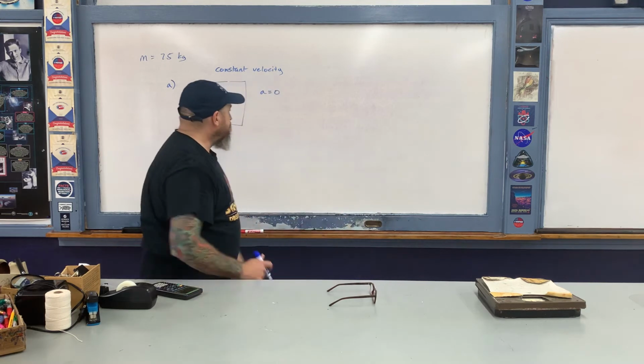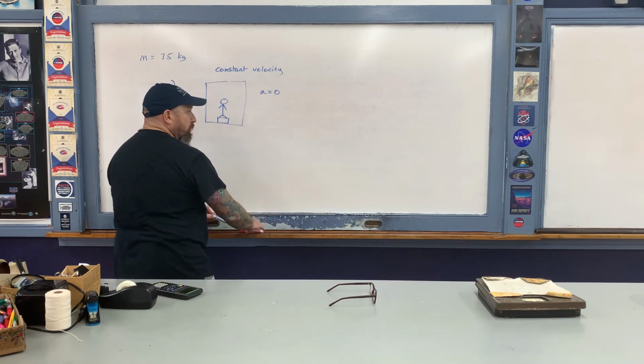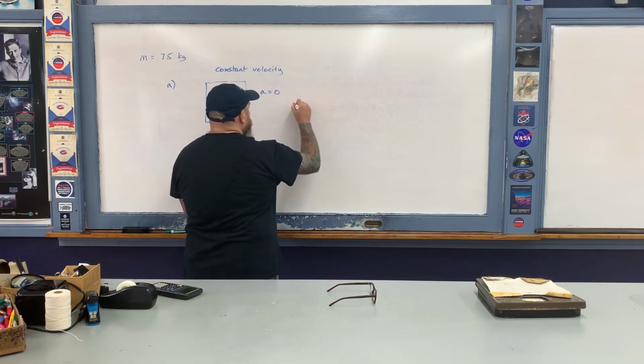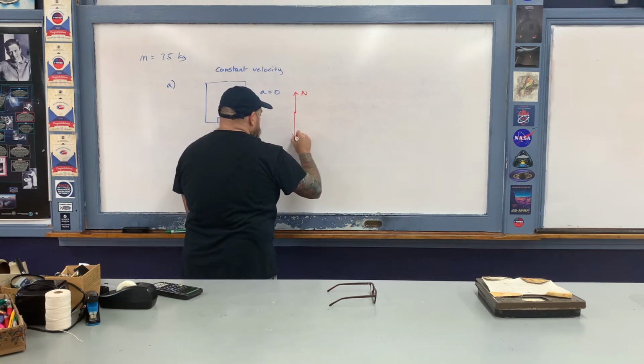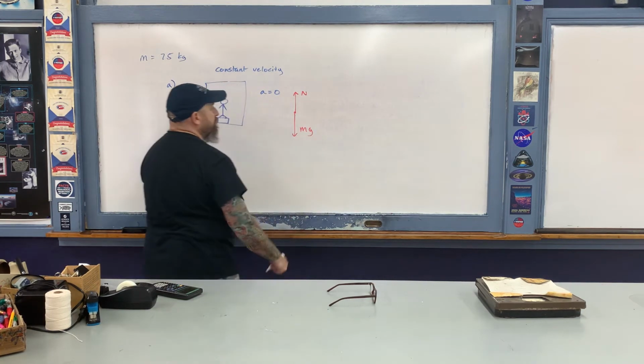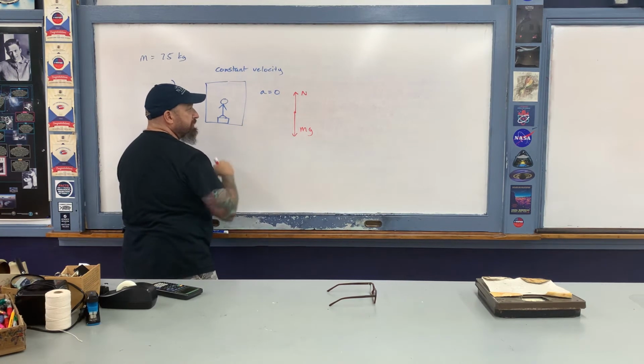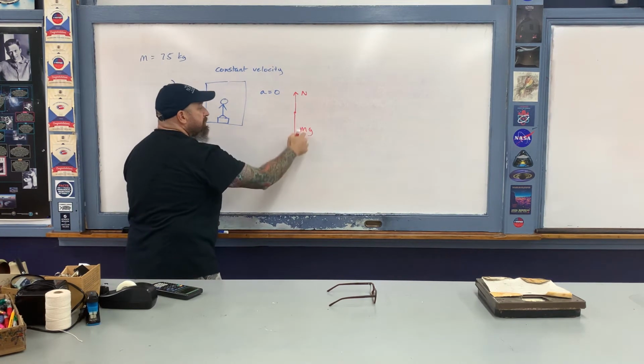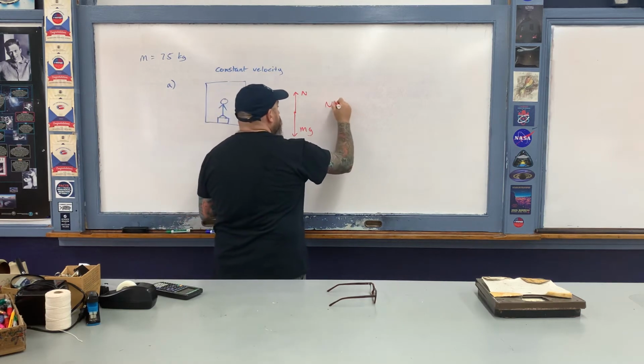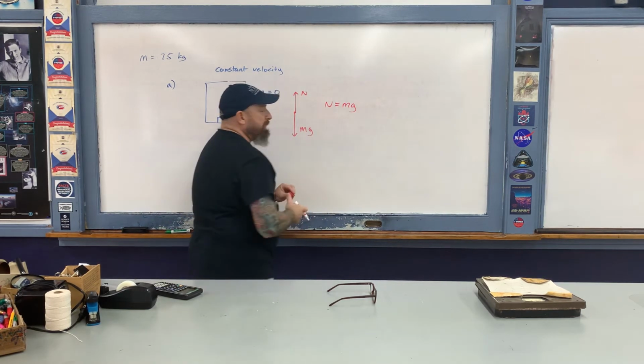There are two forces acting. We have, first of all, the normal force upwards, and the force of gravity, the person's weight downwards like so. And because the acceleration is 0, it doesn't matter which way the object is moving as long as the acceleration is 0. This then means that these two forces cancel each other out. The normal force is equal to the object's weight.